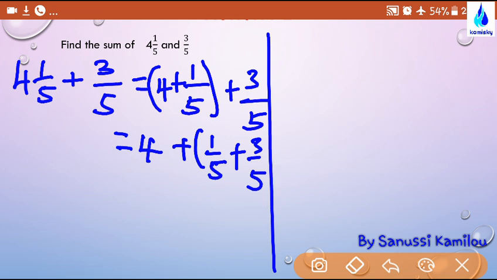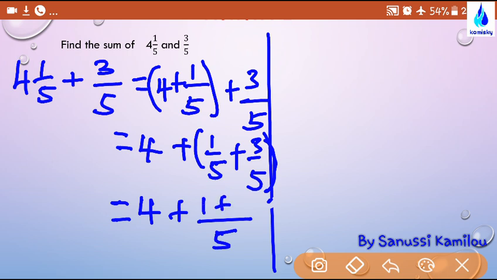Now, when we finish with this one, then we shall add what is in the bracket. We have said that whenever the fractions are having the same denominators, we say they are like fractions. Then we will keep the denominator and add the numerators 1 plus 3. So I'm going to continue over here. Then we are now getting 4 plus the top here will give us what? 1 plus 3 is 4. 4 over 5.